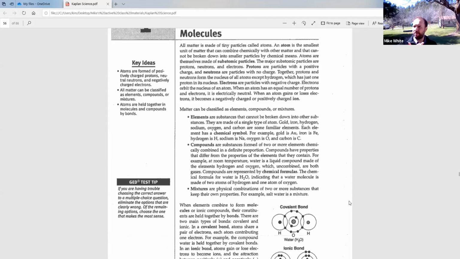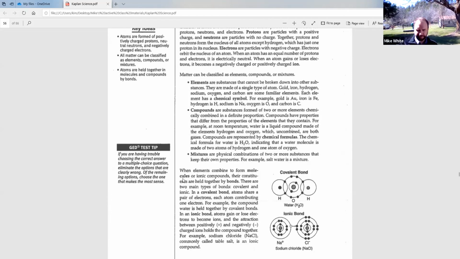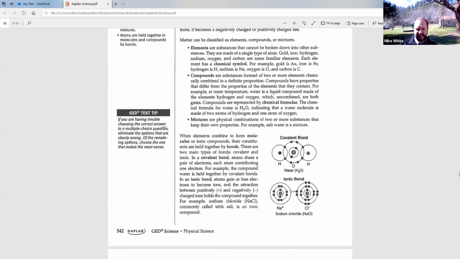right? But they're not actually chemically combined, right? They're just mixed together. So that would be an example of a mixture. Okay? So before we get into this last section about bonds, I want to pull up a couple different pictures. So bear with me while I stop this and share new screens.